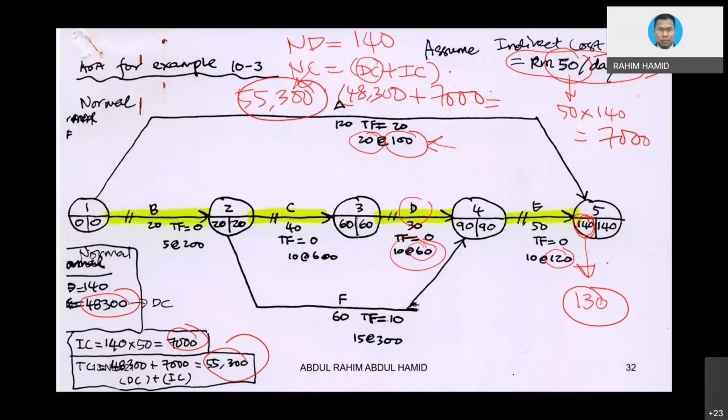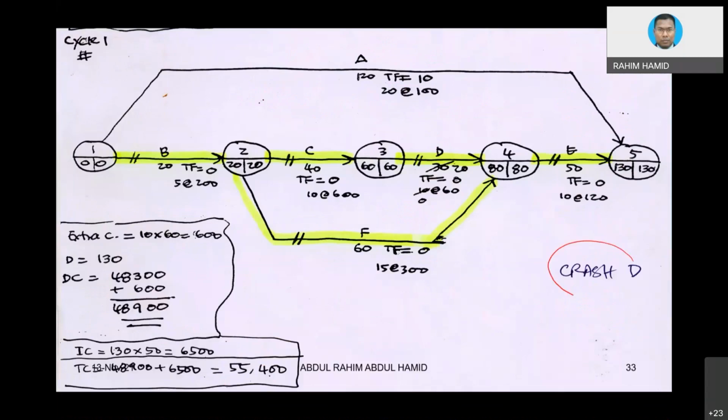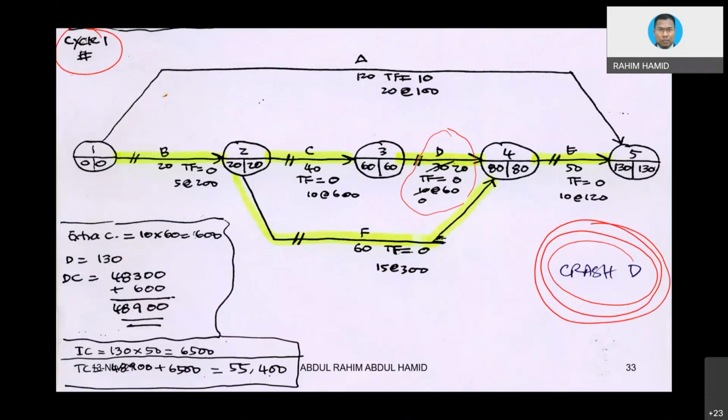Okay, next, crash activity D. This is my choice, and then we do the calculation. Let's say cycle number 1. Okay, D, focus on this one. I crash 10 days. That will be the maximum for D. D cannot be crashed anymore in the next cycle. So the original duration of D is basically 30. When I crashed 10 days, the duration would be 20 days. Based on 20 days, then I do the calculation.